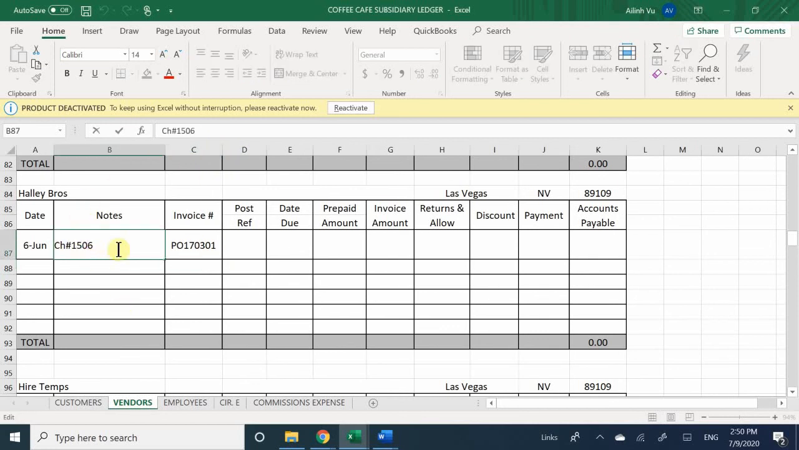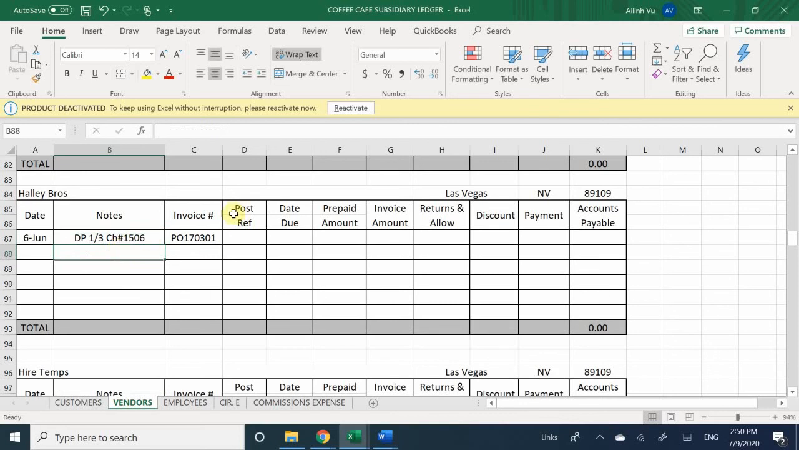So hold on, let me indicate in my notes here that I created. So I'm gonna put DP, for down payment 1/3. Okay, check number, right? And my post reference is going to be my general journal number 2.